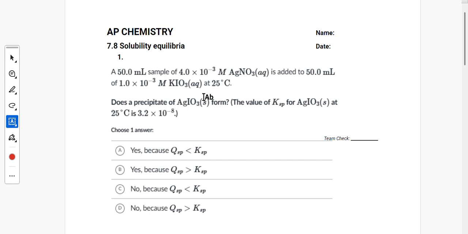So we have to compare the Q value, which is calculated for this using concentrations, to the K value that's listed here. And that's definitely hinted at right here in the answer. And so how do we do that? Let me just take you on that journey. Let's do it right here together.